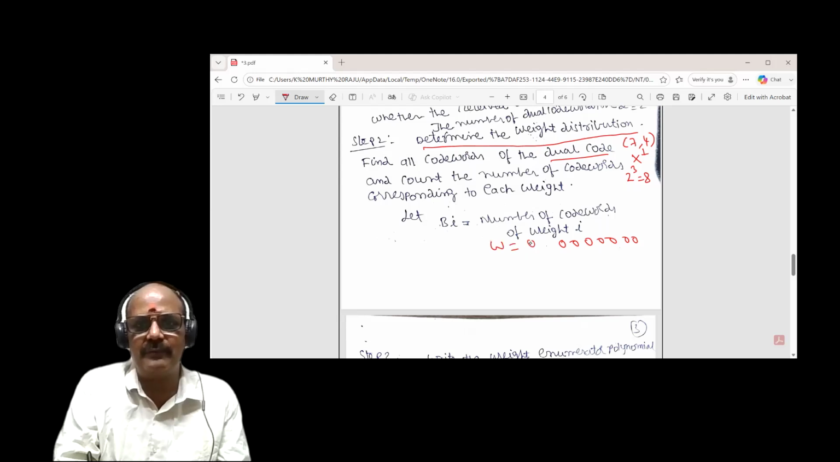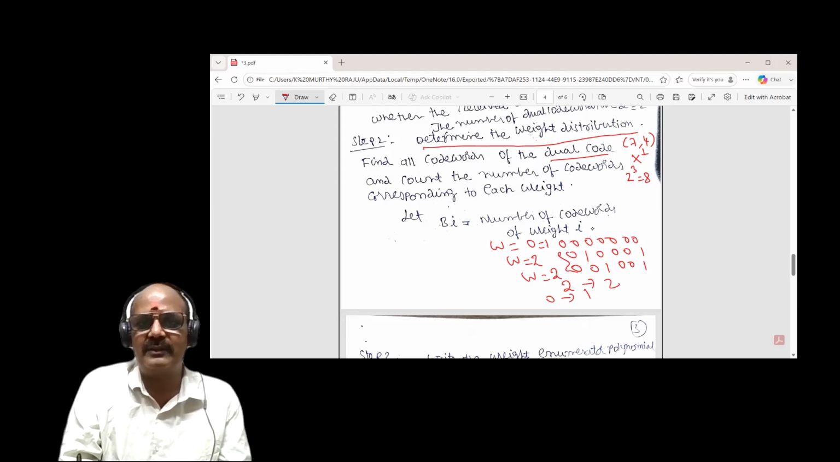The weight of this code word is 0, and only 1 is there. Suppose 0, 1, 0, 0, 0, 1: the weight of this code word is 2. Suppose 0, 0, 1, 0, 0, 1: the weight of this code word is 2. Therefore, the number of weight 2 code words is 2, and the number of weight 0 code words is 1. It indicates B_i is the number of code words of weight i. In the first case, weight is 0 and only 1 code word is there. In the second case, weight is 2 and only 2 code words are there.